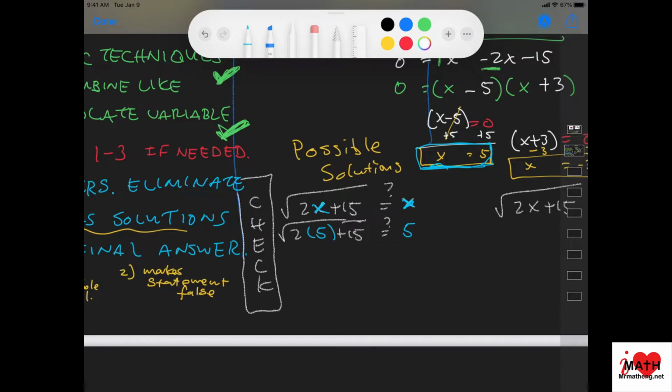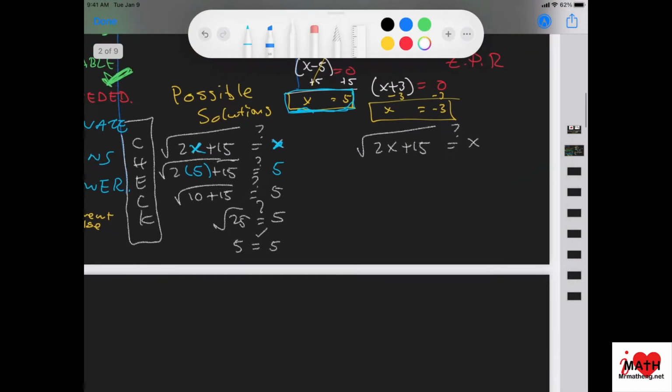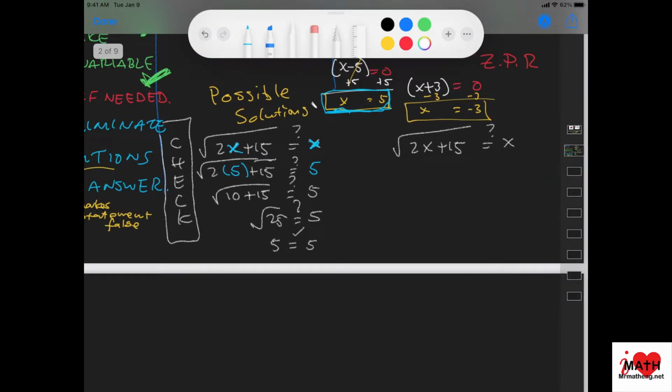So now you're just simplifying, so just use your PEMDAS. We're going to multiply, so I have 2 times 5 is 10, and 10 plus 15 gives me 25. And the square root of 25 is 5. And the question is, is that equal to 5? Yes, that is. Okay, so that solution of x equals 5, go ahead and put a check mark.